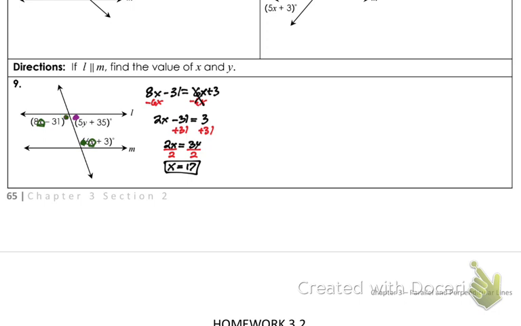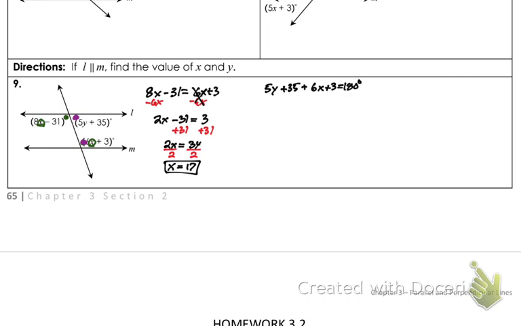They're supplementary. But what about these two? Now these are same side interior. I think those are the ones you're looking at. What do we know about same side interior? Supplementary. So I'm just going to pick one of those pairs and say they equal 180. I'm going to leave this one up here, okay? So that means 5y plus 35 plus 6x plus 3 equals 180.